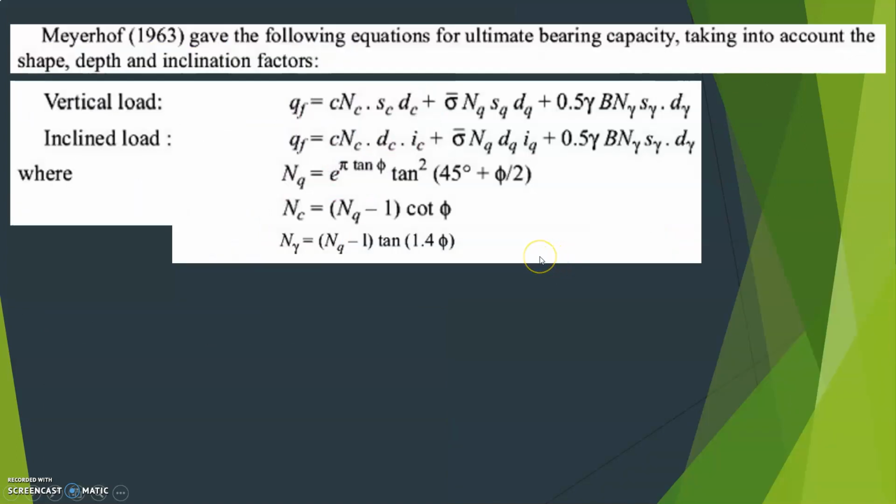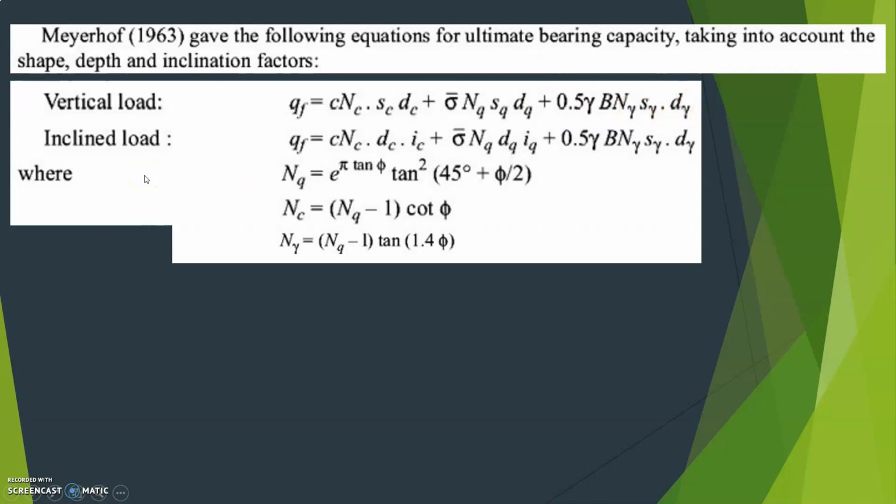Now he derived his equation to find the ultimate bearing capacity by taking into account the shape, depth and inclination factors. For the vertical load, he considered the shape, depth and inclination factors also. For the vertical load he has given this equation: qf is equal to c Nc Sc Dc plus sigma dash, which is nothing but gamma D, Nq Sq Dq plus 0.5 gamma B N gamma S gamma D gamma.